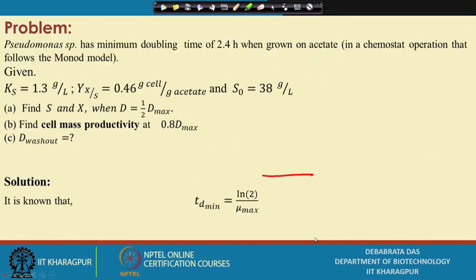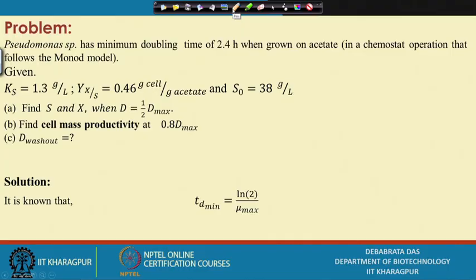Now, the next problem is also very interesting. Pseudomonas species, Pseudomonas does not require any kind of introduction, because Pseudomonas is the first genetically modified organism that was patented in the USA. And one of the Indian scientists you might know, Anand Mohan Chakraborty, got the patent. And this Pseudomonas is very famous, considered the oil eating bacteria, because we have a lot of oil spillage in the ocean, and this bacteria can remove that oil from the sea.